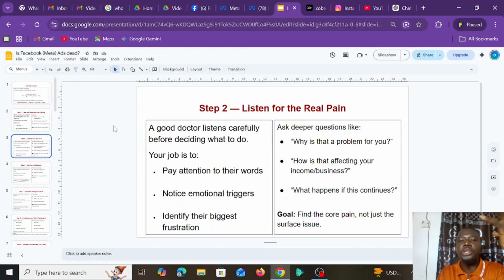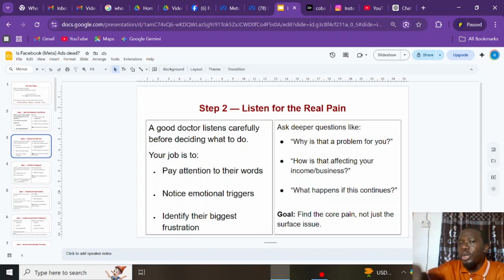Now, deeper questions like, why is that a problem for you? When you're not getting leads, why is that a problem for you? Because I'm not making money, right? So how is that affecting your income and business? I'm broke, I don't have money, right? So what happens if this continues? If this continues, I'm going to quit affiliate marketing. So you can see that this problem my prospect is facing is eventually going to lead them to quit their affiliate marketing business and get them broke, right? So those are the pain points I will use when closing them, right?